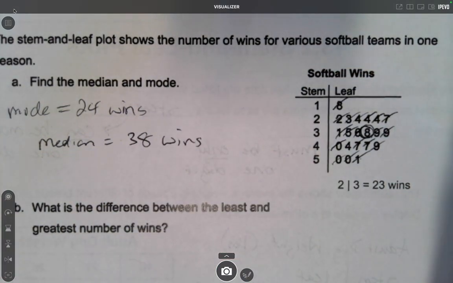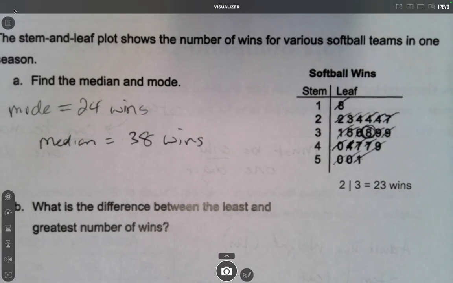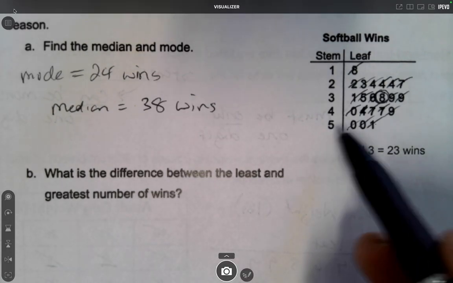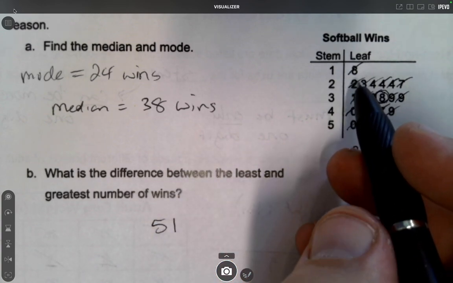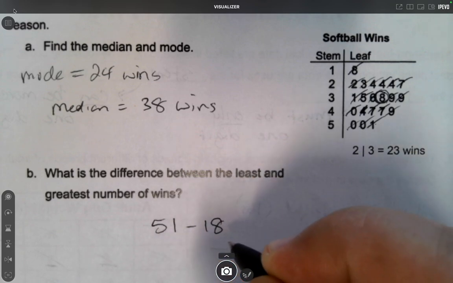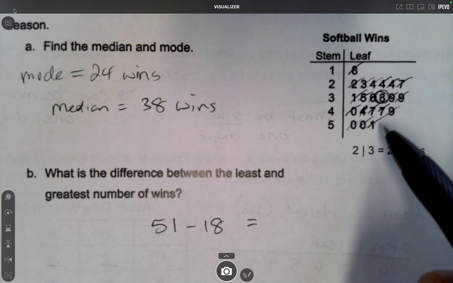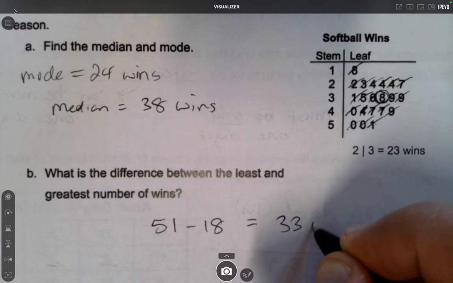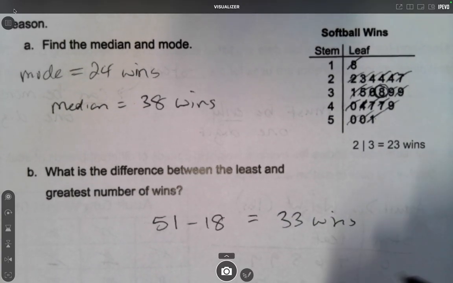Sorry, my pen's starting to go dry and I missed a mark there. So that's what happened. But anyway, something else we can figure out: what is the difference between the least and the greatest number of wins? Well, the biggest number of wins is 51. The least number is 18, and difference means we subtract. So I'll do 51 minus 18, and I can find that just by looking at the top here to get the lowest and the bottom to get the biggest. And 51 minus 18 is 33 wins. So that is the difference between the least and the greatest number of wins.